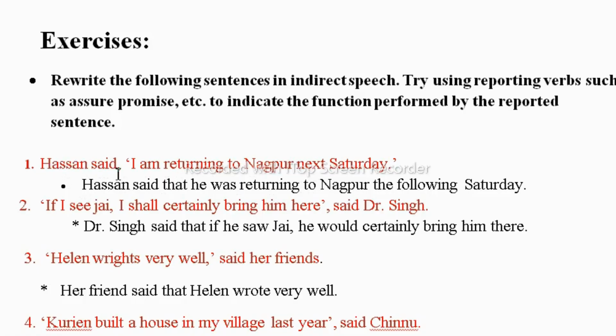So Hassan said, same as it is, Hassan said. No changes in this said because it's a declarative sentence. Now instead of this comma, write that, and this sentence is in present continuous, so it would be changed to past continuous in indirect speech. And next Saturday would change to the following Saturday. These rules I have explained, you can go through those videos. So: Hassan said that he was returning to Nagpur the following Saturday.